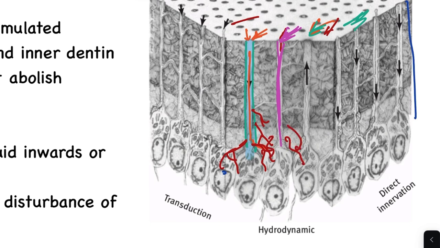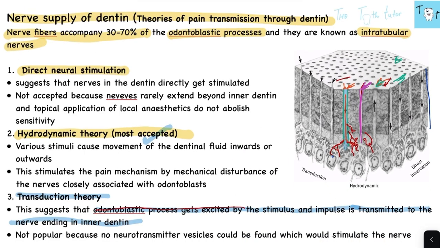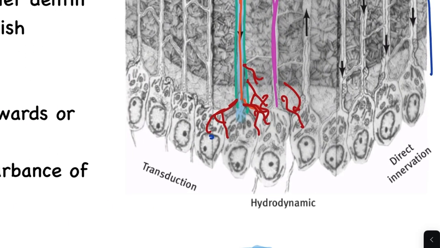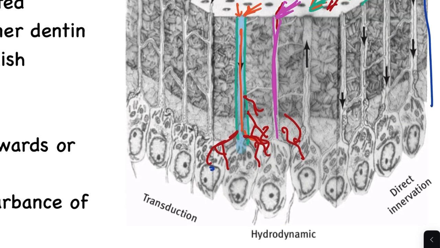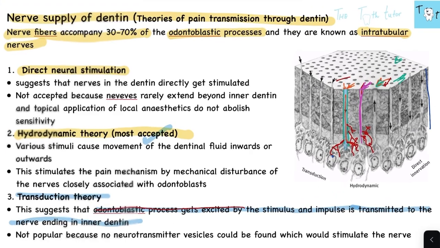But this is also not well accepted. Why? Because we don't have any neurotransmitters over here. For the odontoblastic process to transmit this impulse, we need some sort of neurotransmitter, some vesicles, but we don't find it over here. So this theory is also not widely accepted.